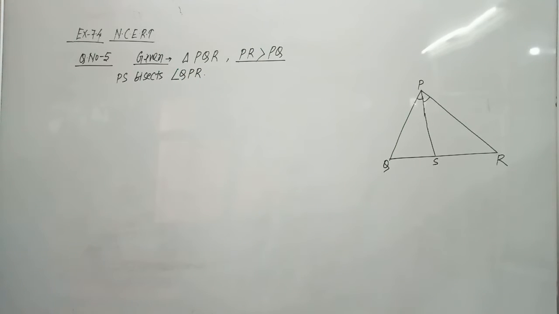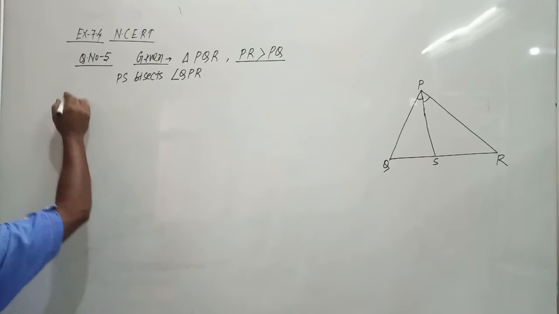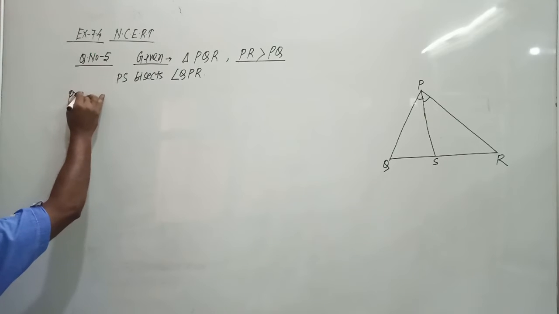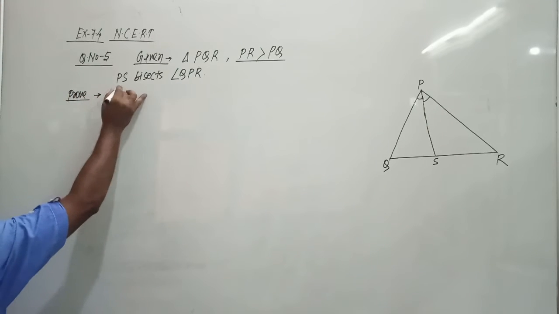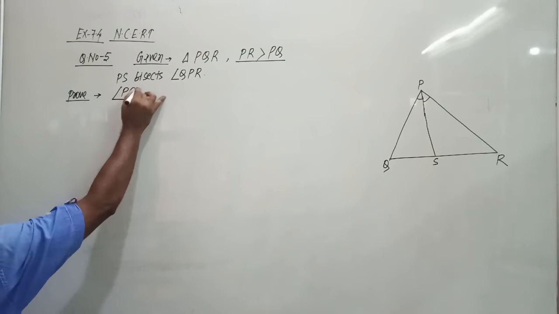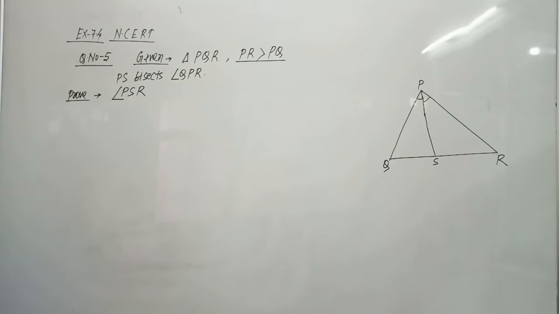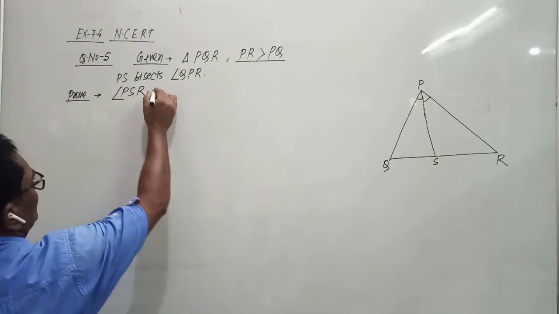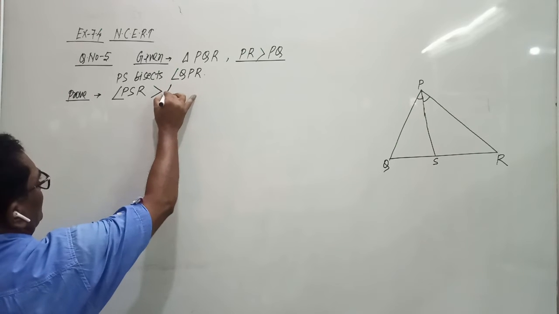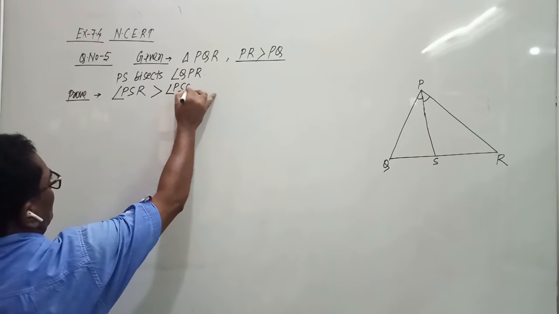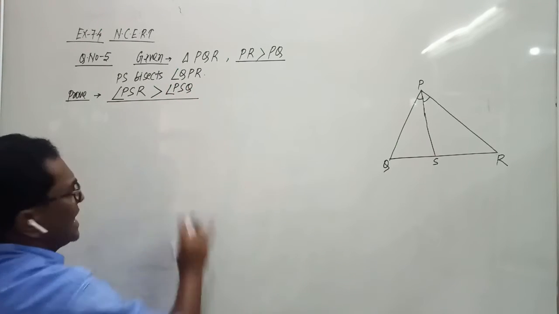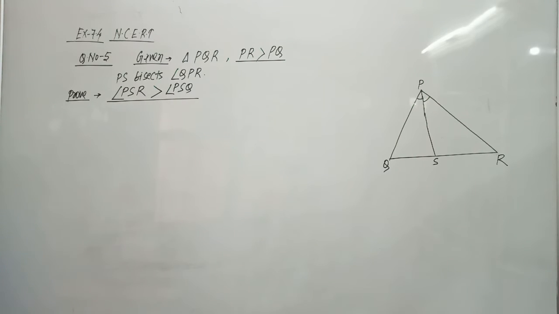PS bisects angle QPR. Prove that angle PSR is greater than angle PSQ.